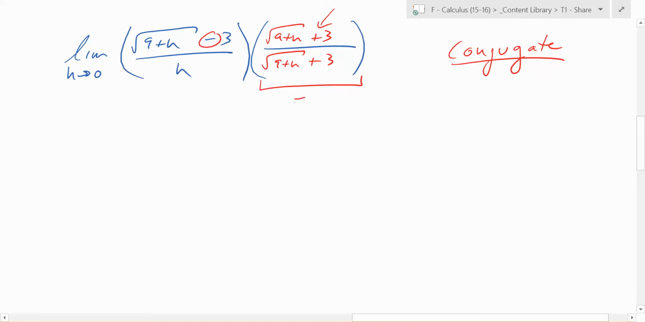Apply by that because this is, what is that? That's 1, right? So now do the multiplication out on top. Do it out for me.